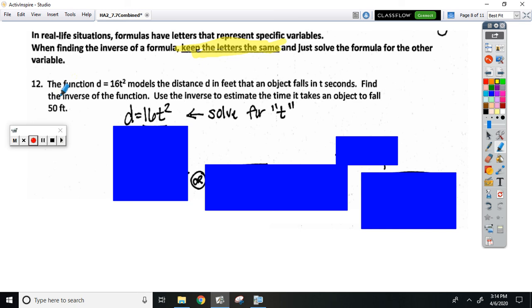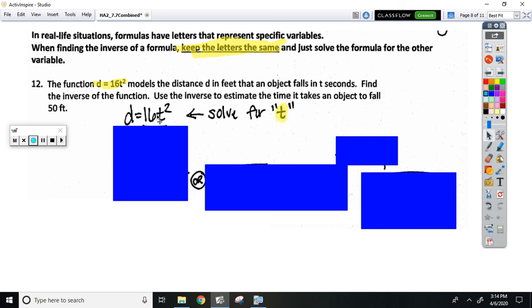So in example 12, we have a function distance equals 16 times t squared, which models the distance d in feet that an object falls in t seconds. Find the inverse of the function, and then use the inverse to estimate the time it takes an object to fall 50 feet. All right, so again, for the inverse, we're not going to switch the variables, leave the d and t alone, but we're just going to solve this for the other variable t.